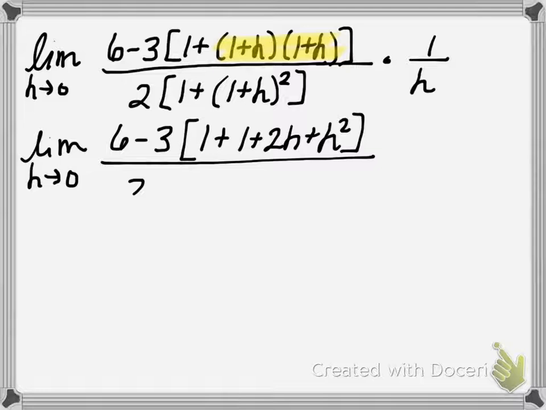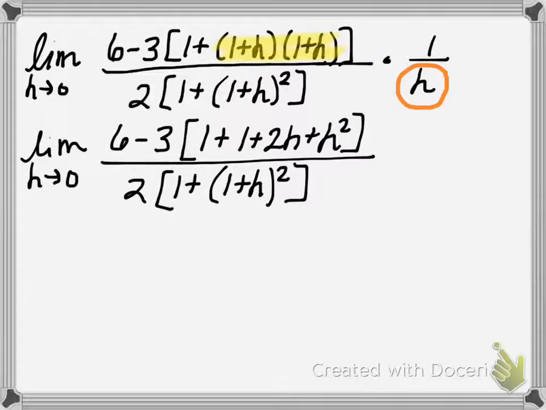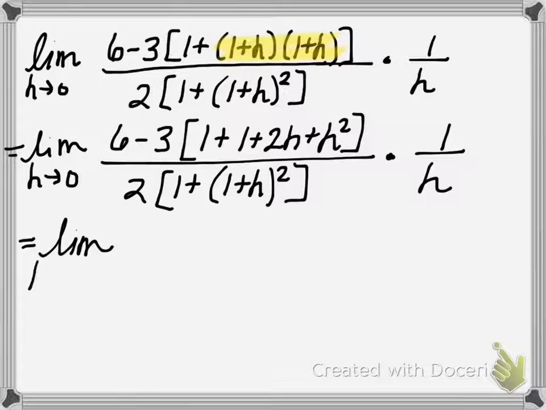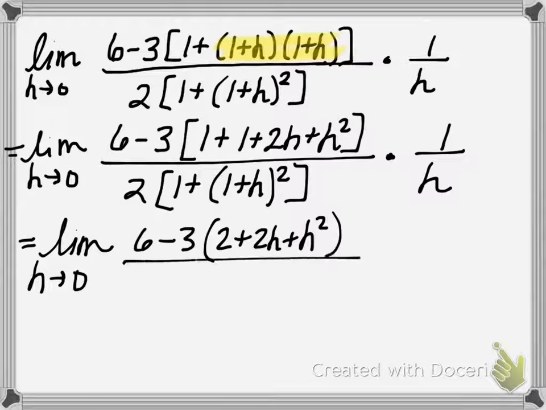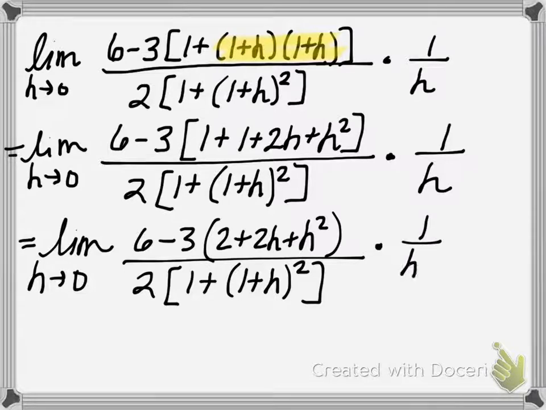And you'll notice I'm not going to simplify the denominator, although you could. I'm not going to bother with that because my ultimate goal is to be able to hopefully divide out this h that's in the denominator so that we can do direct substitution. So that's why I'm not worrying about distributing in the denominator of this limit. All right, continuing to do some algebra here and clean this up. We have 6 minus 3 times the quantity 2 plus 2h plus h squared, still divided by that common denominator, 2 times the quantity 1 plus the quantity 1 plus h squared, all times 1 over h. Now we're ready to go ahead and distribute.